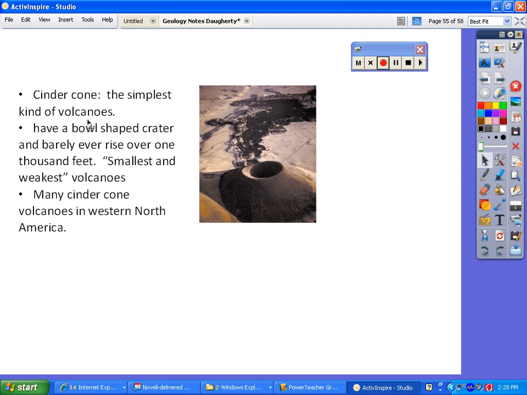Second type we'll talk about is called a cinder cone. This is kind of like a baby composite cone. It's very small, very simple. It's got a similar shape as the composite cones, but again, much smaller and simpler. A lot of times they have this bowl-shaped crater at the top. They're known as the smallest and weakest volcanoes. And examples of these, when I looked for examples, nobody really ever detailed specific names of volcanoes, but they said we've got a lot of these little guys out in western North America.